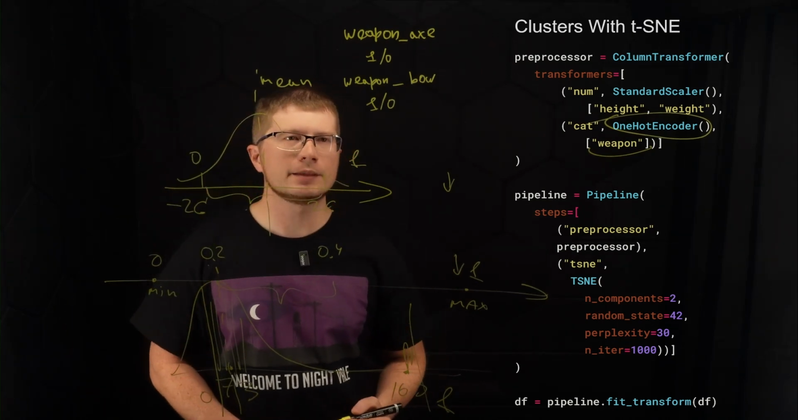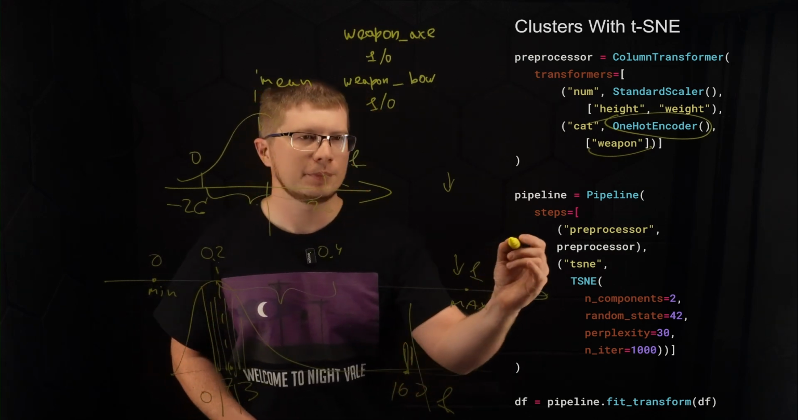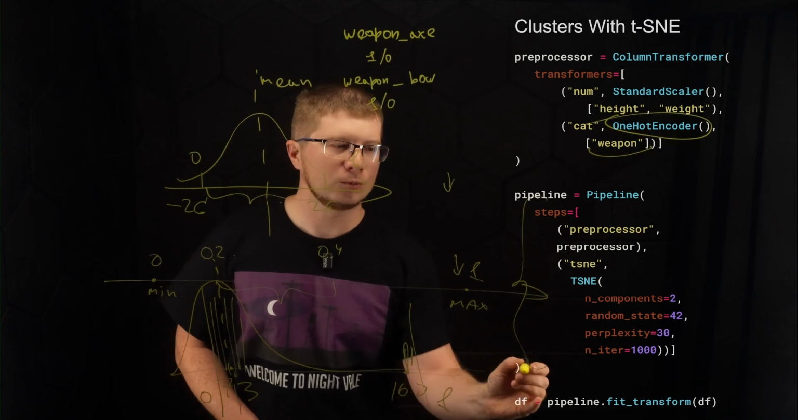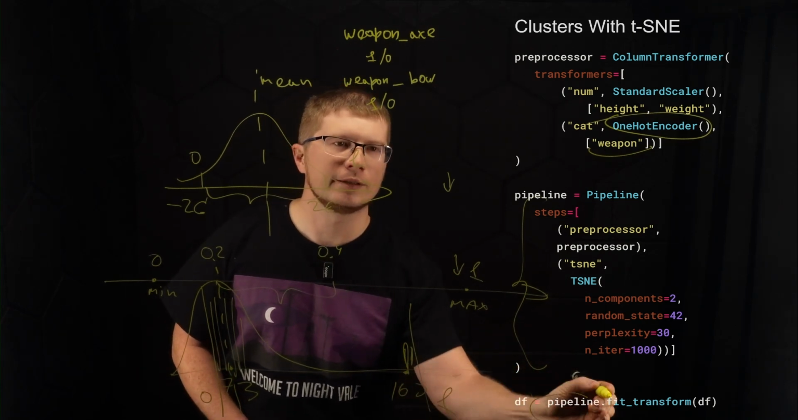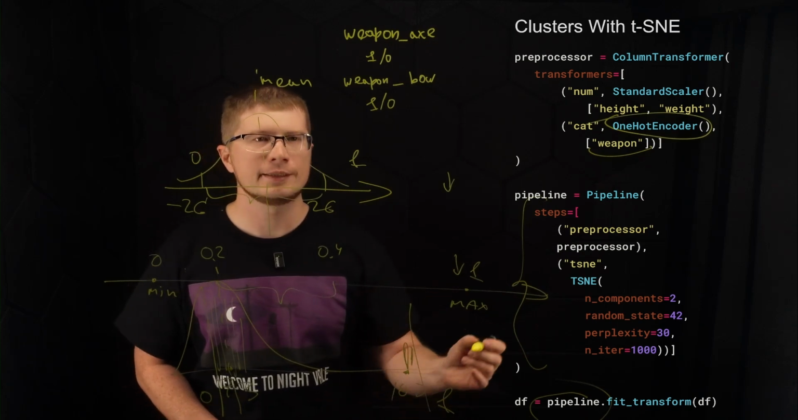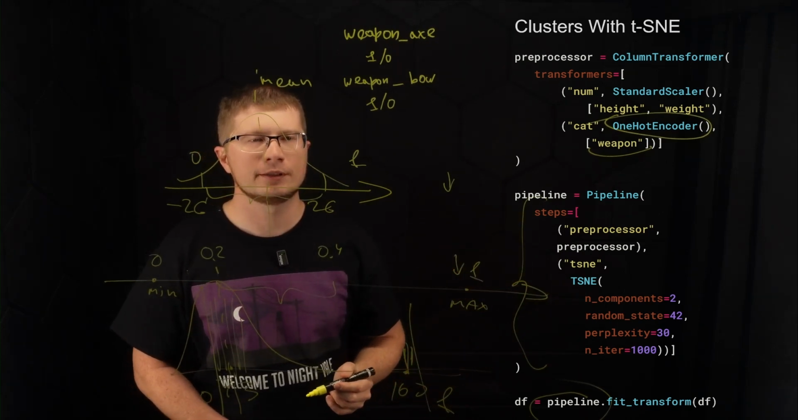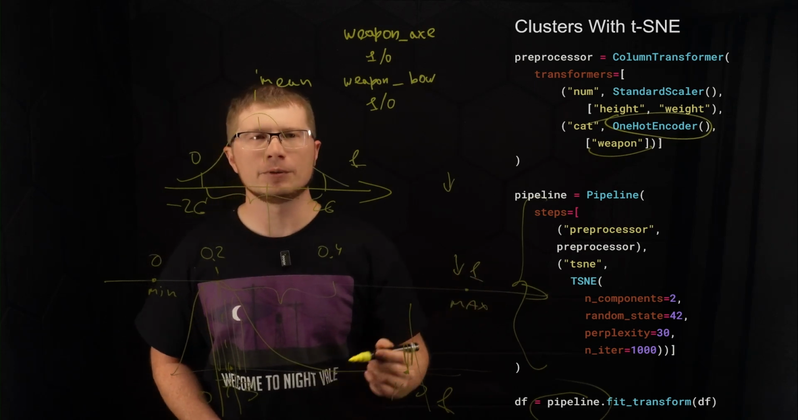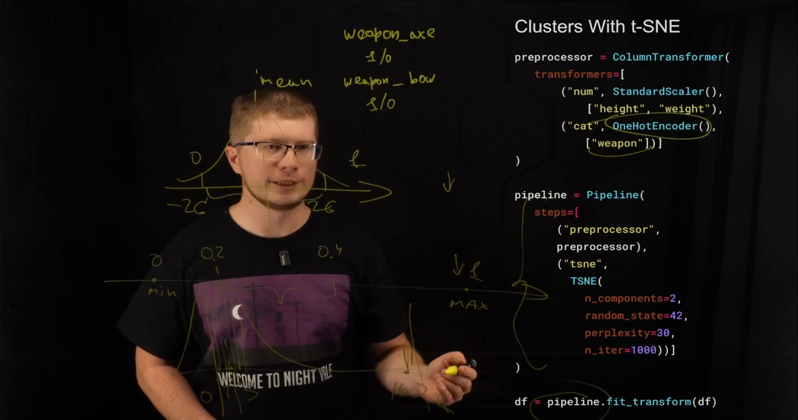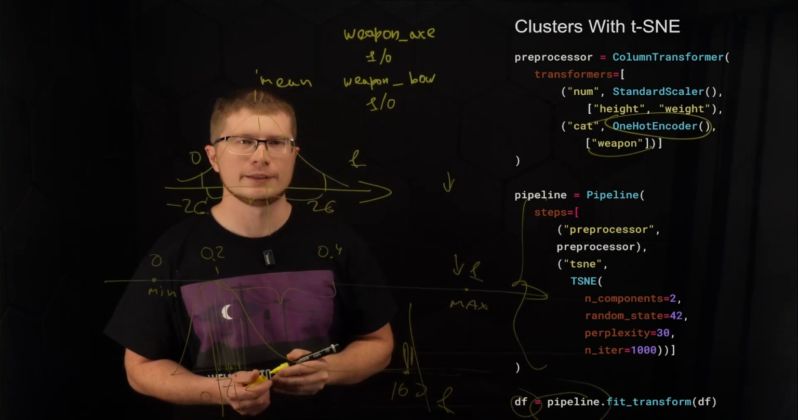Then we combine both the preprocessor and the t-SNE model inside one pipeline, and that is going to work like a model itself. So when we call fit transform, it will both train the t-SNE model and run the data preprocessing, actually vice versa. It will run data preprocessing, then train the model, and then do the inference and spit out the output as a data frame here.